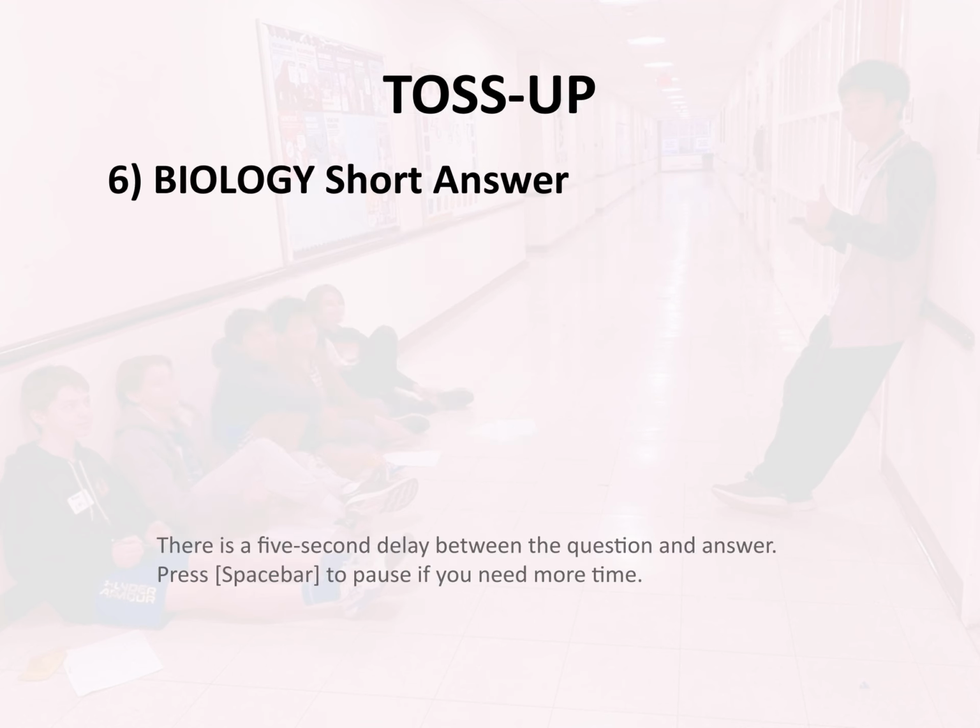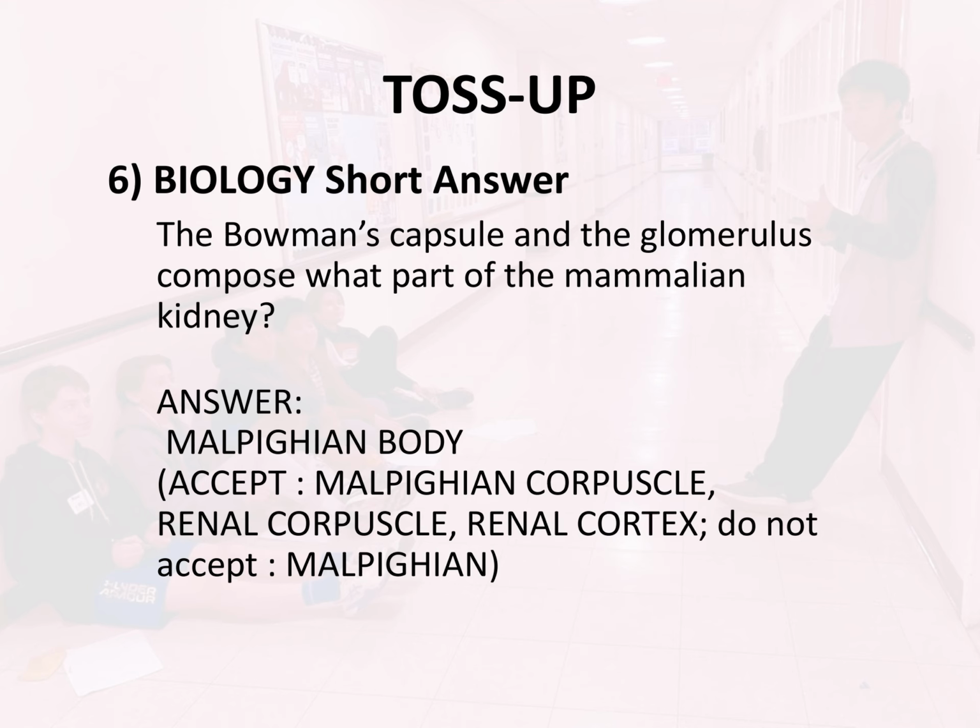Toss-up 6. Biology. Short answer. The Bowman's capsule and the glomerulus compose what part of the mammalian kidney? Answer: Malpighian body.